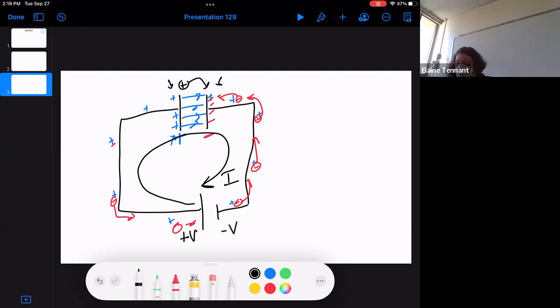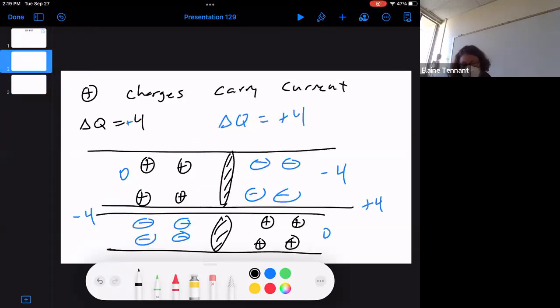Okay, is everyone kind of happy with this concept? So convention-wise, just go ahead with positive charges are moving, and realize that no, it's not reality. Okay, that's good.